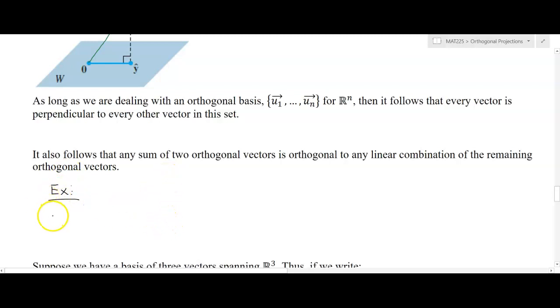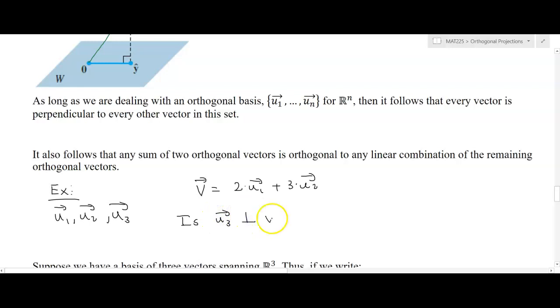If I take three orthogonal vectors, we'll call them u1, u2, and u3, and these are all orthogonal to one another, then imagine what happens if I form a new vector out of two of them. Let's call this vector v, and we'll say v is equal to 2 times u1 plus 3 times u2. And we want to know, is u3 perpendicular to v?